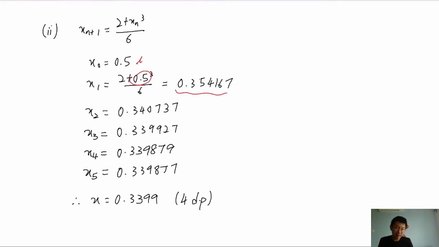Of course we get the first value from there and just continue to substitute these x values into the iterative formula and calculate from there. For this one, we get to the result quite fast. By looking at the last 3 values here, we see that the value for x is 0.3399, rounded to 4 decimal places. So that would be for the first question.